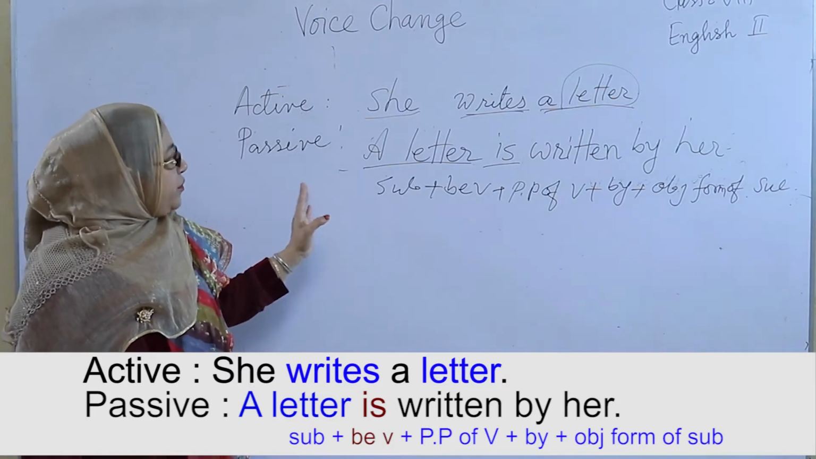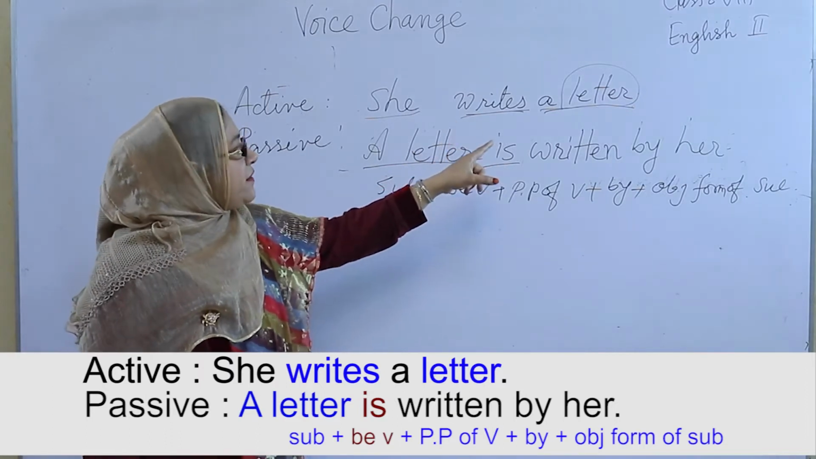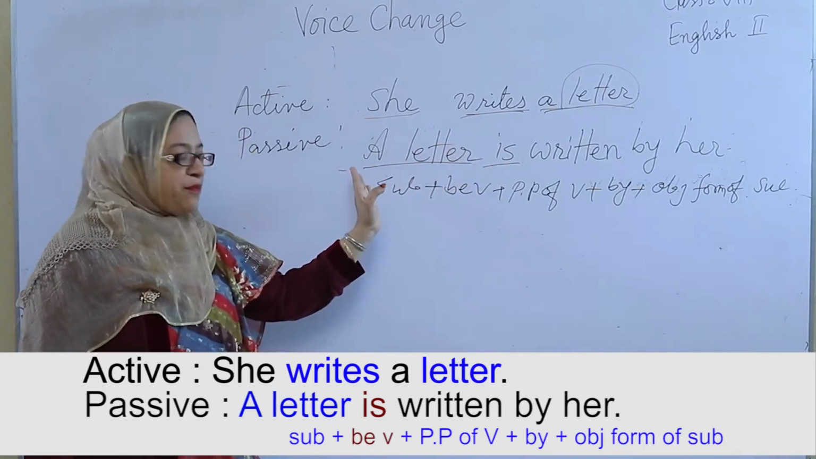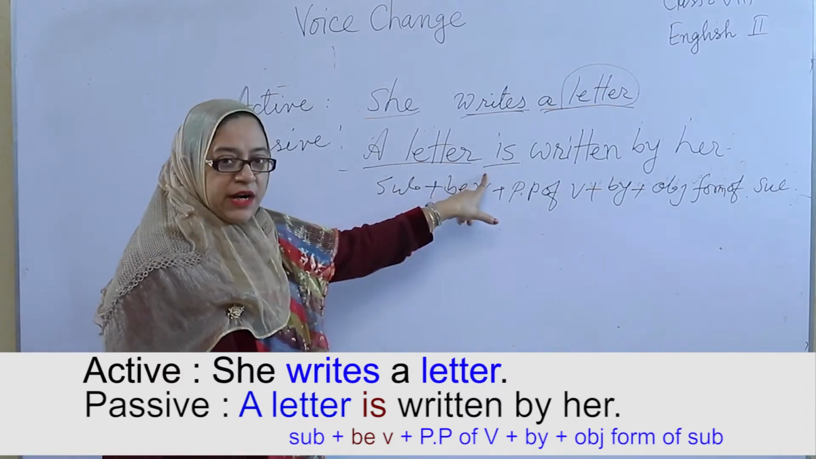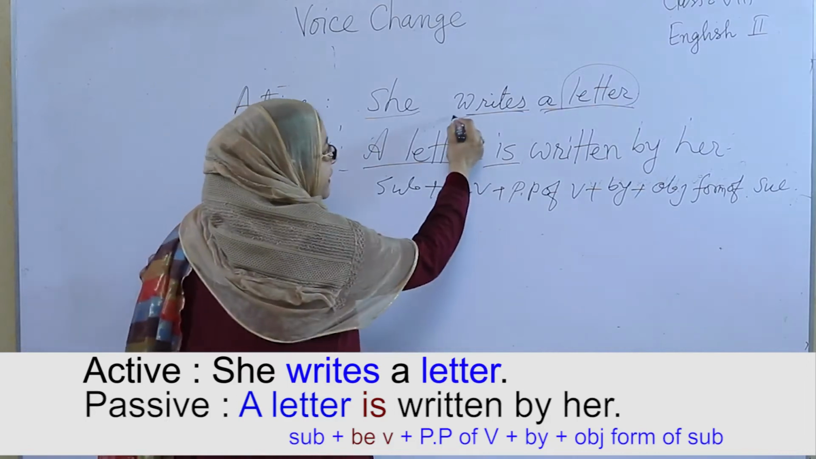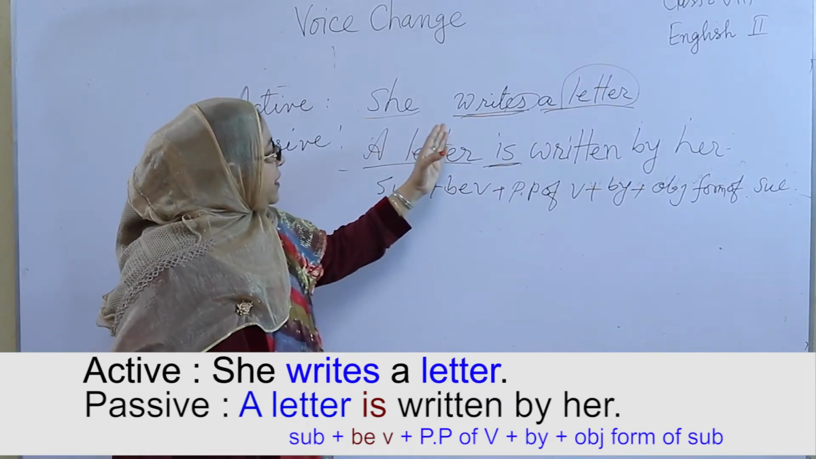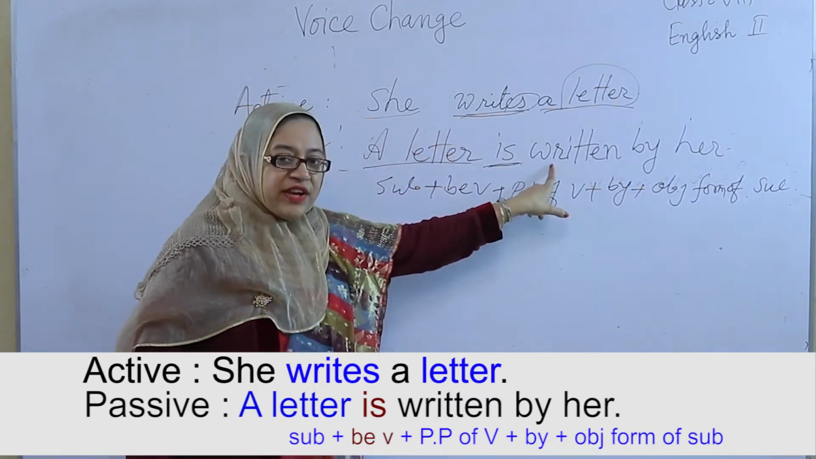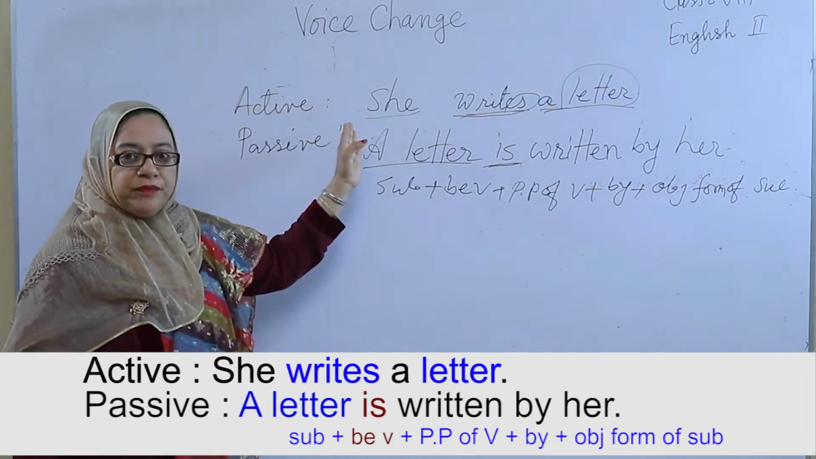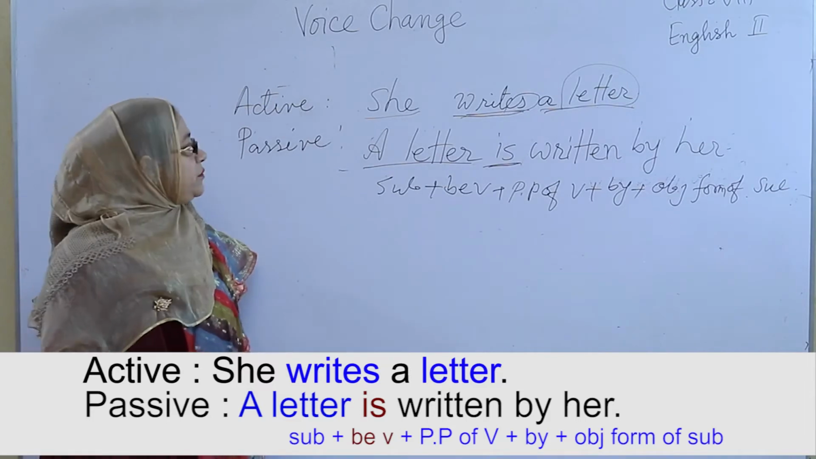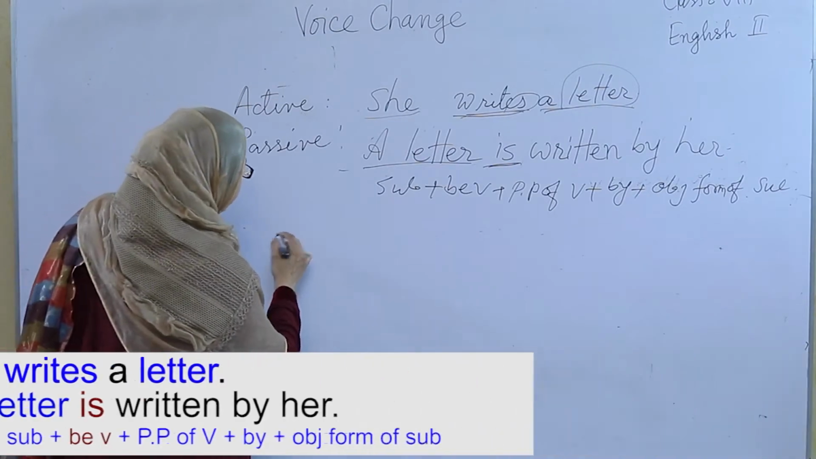So we see that the object form of the first sentence, a letter, becomes subject of this sentence, and then I use be verb is because it is present tense. I use be verb, and then the past participle form of write is written plus by, and then the objective form of subject, her. So look at, again I write another sentence.